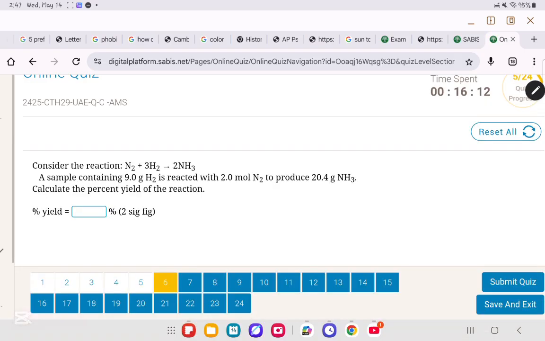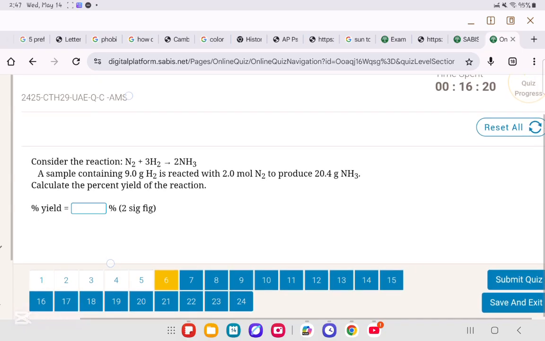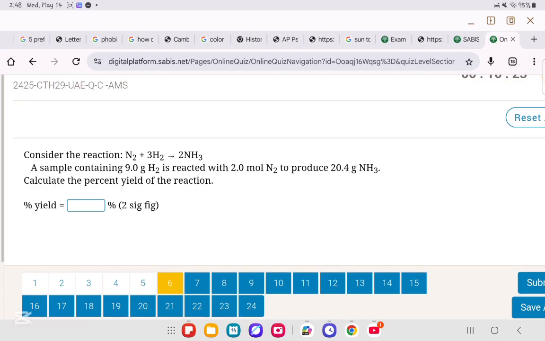We move on to question number 6. Consider the reaction N2 plus 3H2 gives us 2NH3. A sample containing 9 grams of H2 is reacted with 2 moles of N2 to produce 20.4 grams of NH3. Calculate the percentage yield of the reaction.